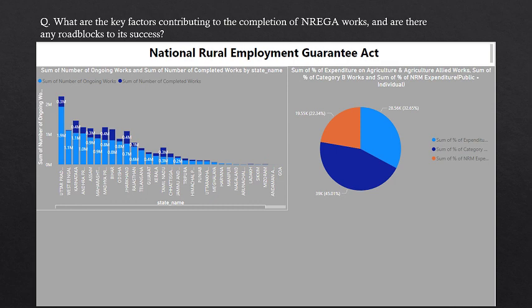Fourth question: what are the key factors contributing to the implementation of NREGA works and are there any roadblocks to this success? Key factors contributing to NREGA implementation include effective budget allocation, effective administration, and active workforce participation. Roadblocks to success include delays in fund disbursement, inadequate infrastructure, and bureaucratic hurdles. Addressing these challenges is crucial for timely project completion and maximizing the scheme's impact.